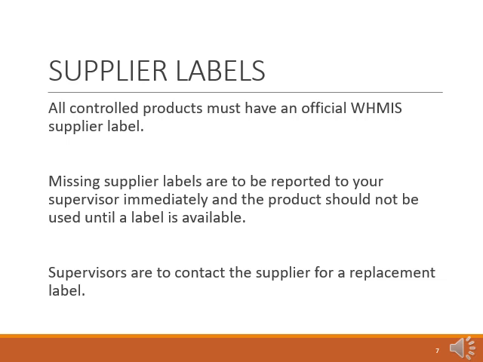Let's review supplier labels. In WHMIS 2015 GHS, the supplier label presentation changed. First, we're going to review some general information regarding supplier labels. In the next few slides, we will look at the old label and the new label so you can see the differences. All controlled products must have an official WHMIS supplier label. Missing supplier labels are to be reported to your supervisor immediately, and the product should not be used until the label is available. Supervisors are to contact the supplier for a replacement label.